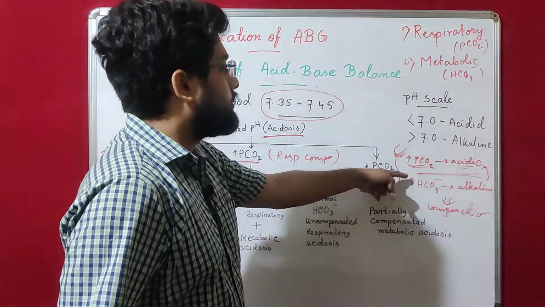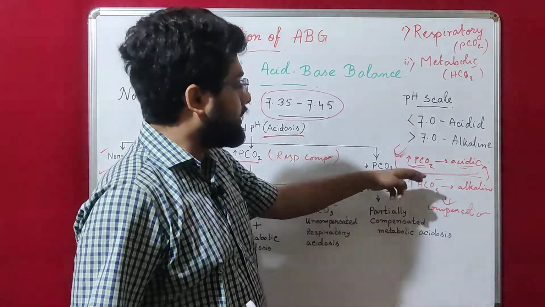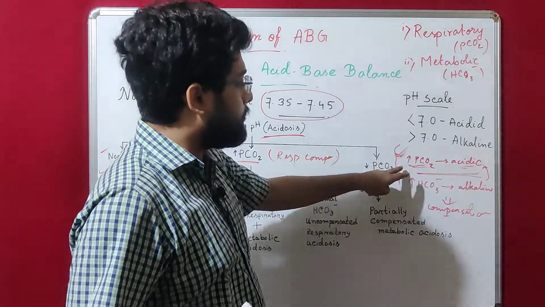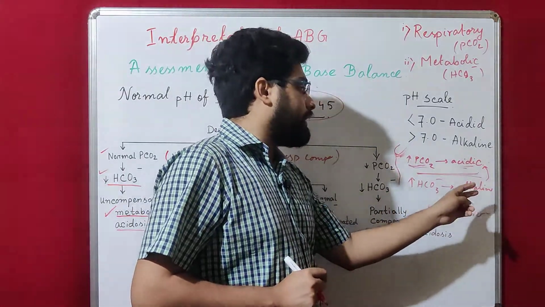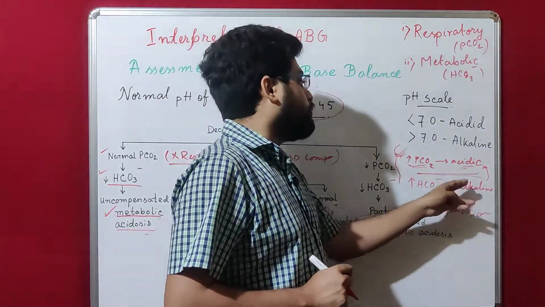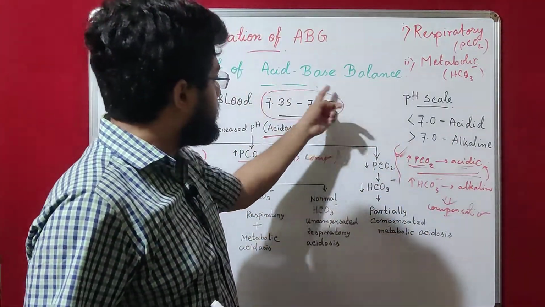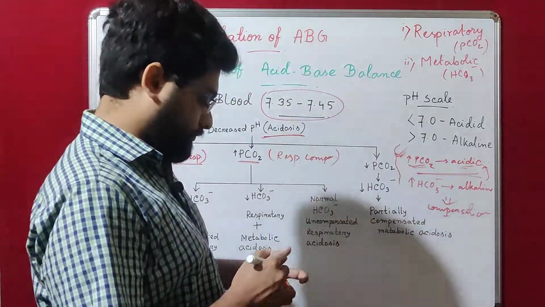Again, these two scenarios can be vice versa. That means if bicarbonate is increased and the blood is alkaline, then the body will try to increase the PaCO2 to push the blood towards the acidic side to counteract the alkaline nature, so that the pH remains in the normal range. Then also it is called compensation.